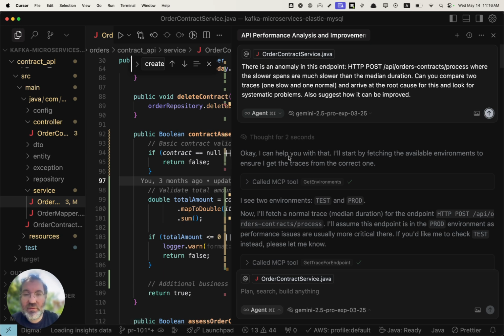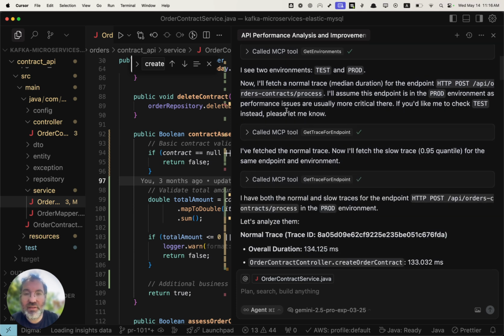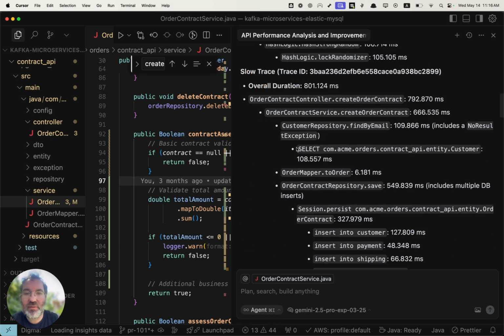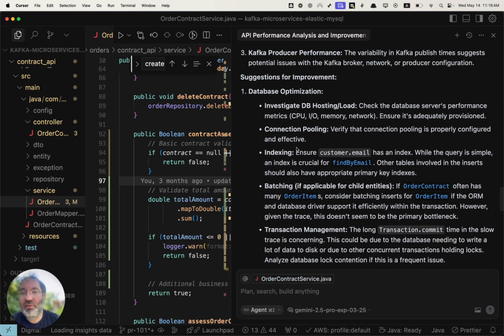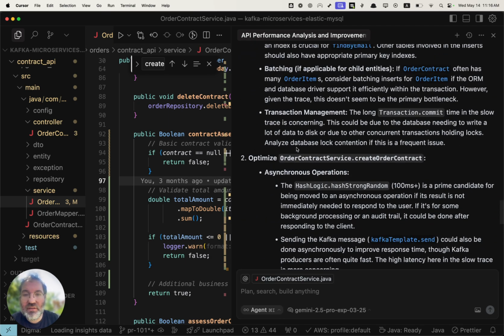So this is where it got interesting. The MCP tool was actually used to get the different example traces and get information about the environment. A lot of analysis was done by the agent, saving me the time to do it. And then eventually it came to several conclusions.